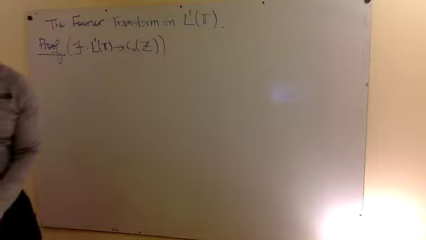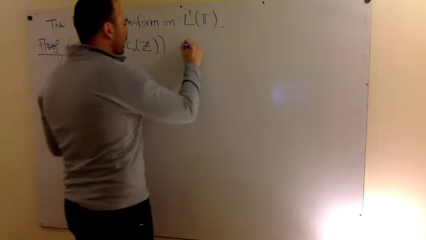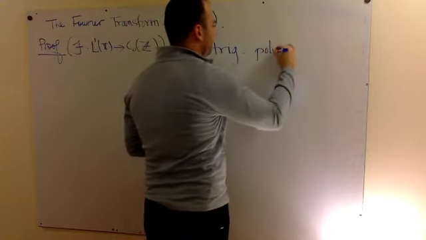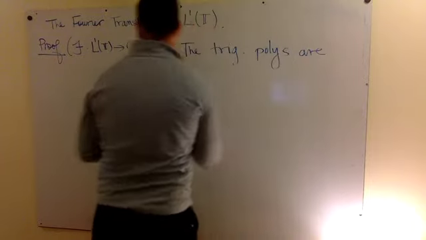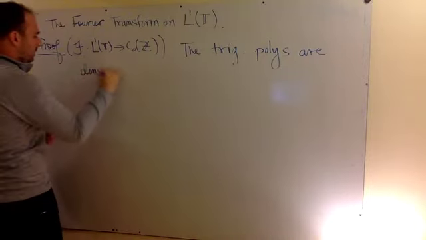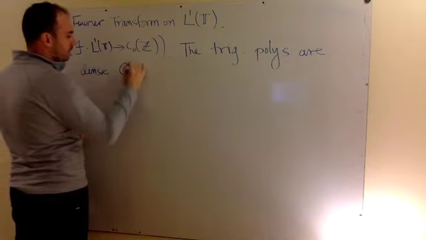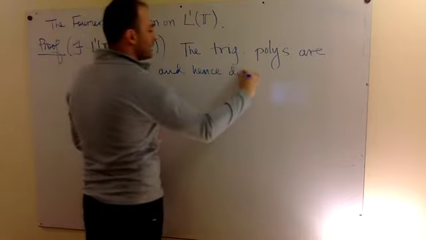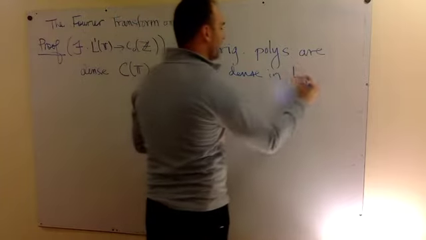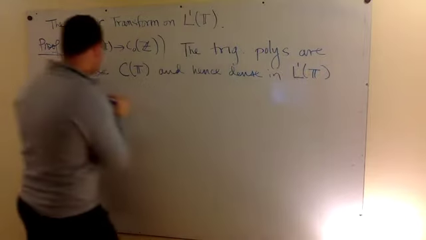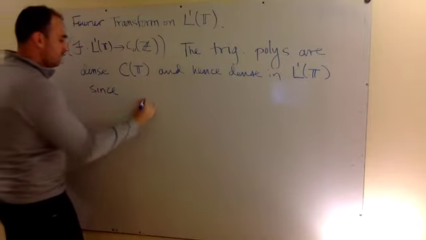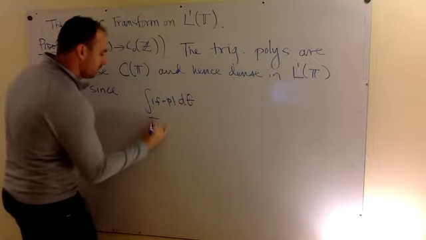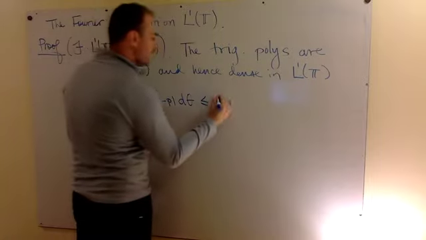Okay, so first off, the trig polys are dense in continuous functions and hence dense in L1 of T, since this is less than the sup norm.